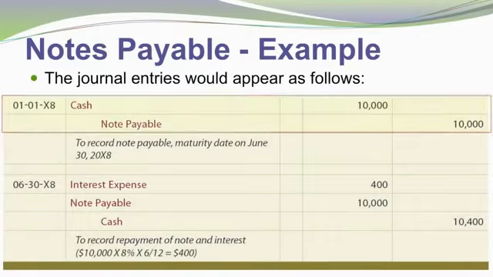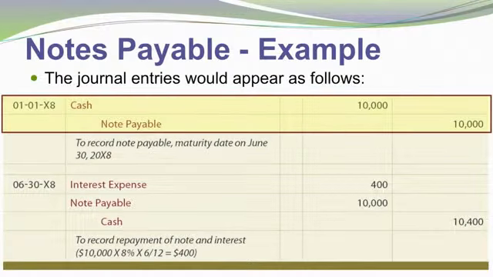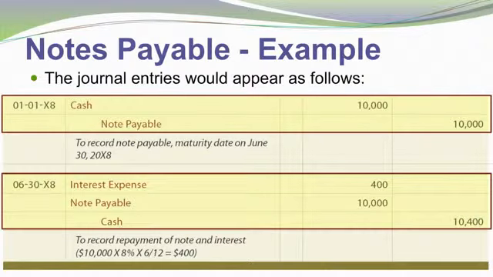Here's a journal entry for this note. First, the note was created on January 1, and we debited cash and credited notes payable $10,000. This records the note at its inception. On the payment date, June 30th, when we pay the $10,400 in cash, the credit to cash is offset with a $10,000 debit to the note payable that was established on January 1, and the $400 interest is also recorded at that time with a debit to interest expense.